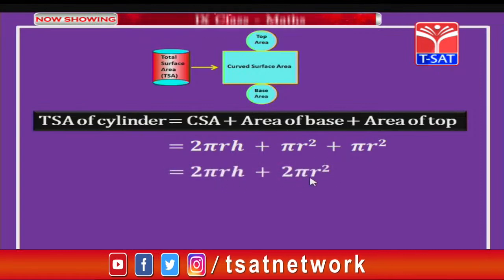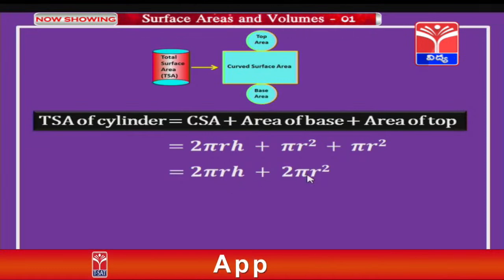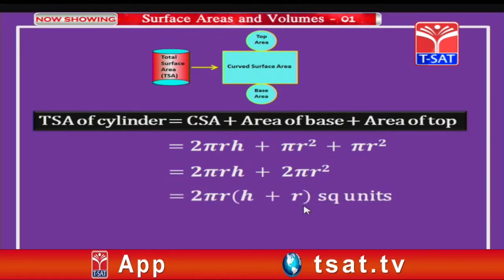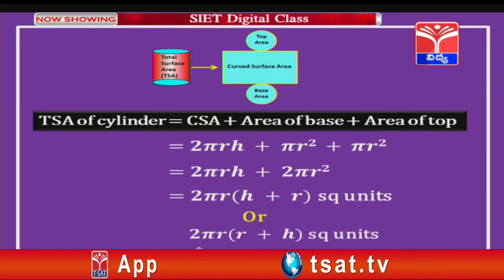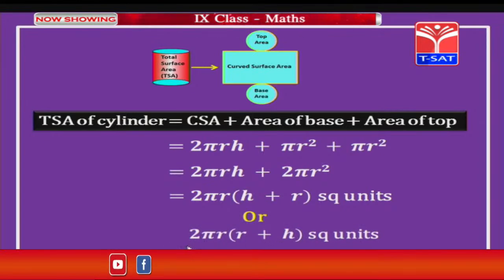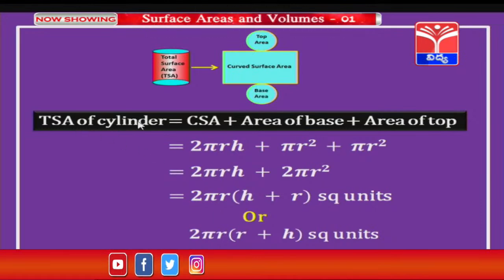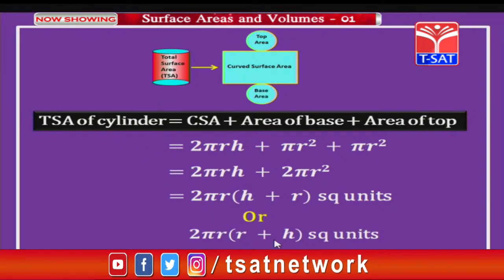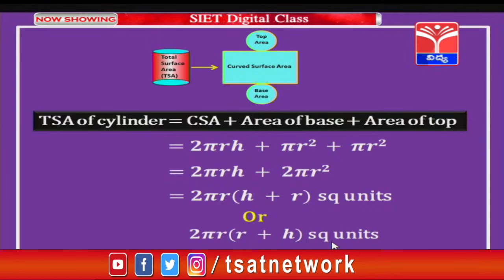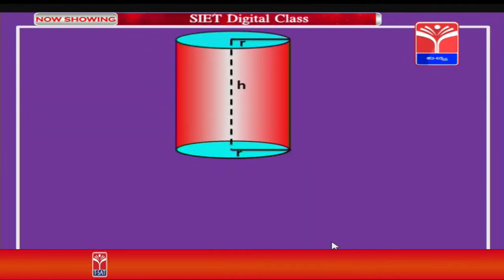Now, what is common, children, in these two terms? 2 pi and also 1 r. So, taking 2 pi r common, we get h plus r, or the same thing you can write as 2 pi r into r plus h square units. This is the formula to find the total surface area of a cylinder, that is 2 pi r into r plus h square units. Now, let us see how to find its volume.